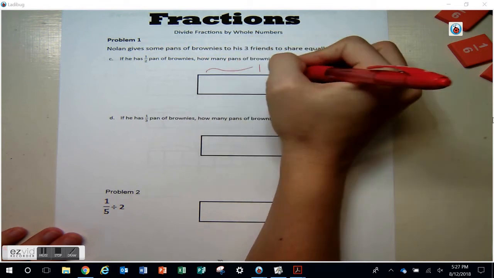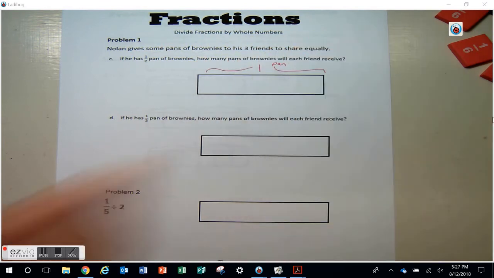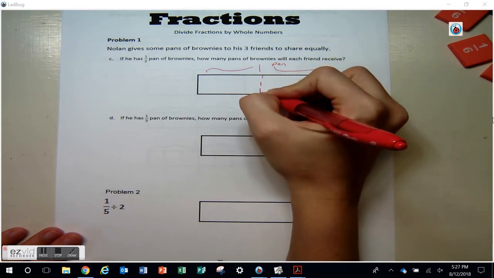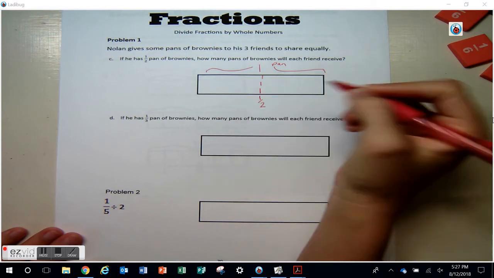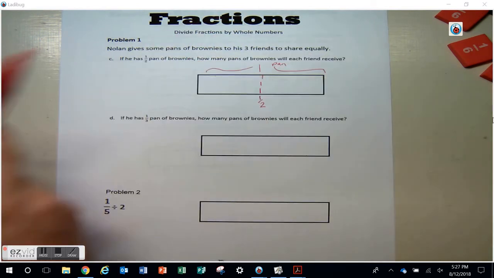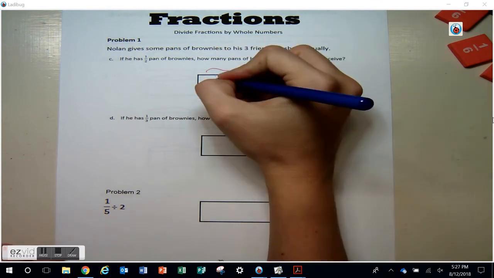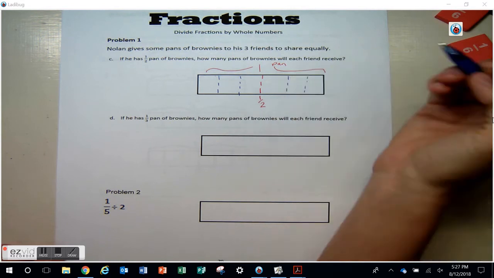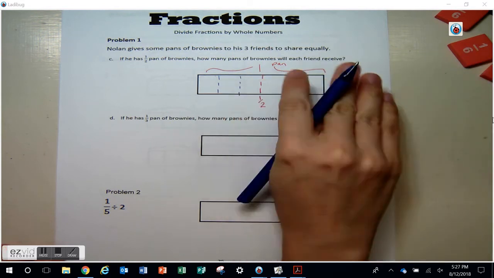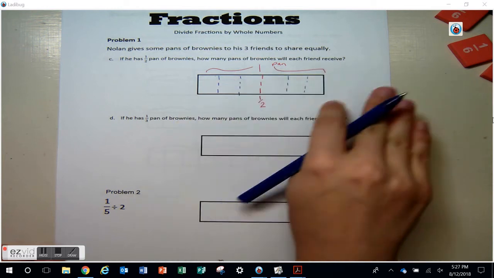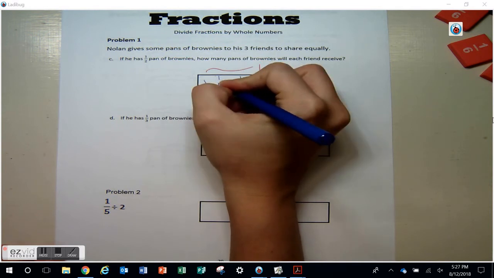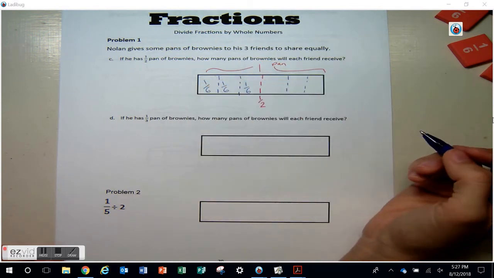Go ahead and draw that out for ourselves. This is our 1 pan of brownies. And he starts with 1/2 of a pan. And he wants to break that up among 3 friends. For me to be able to do that, 1, 2, 3, I need to relate back to my whole pan. How much of the whole pan will they get? And each person will get 1/6 of a pan.